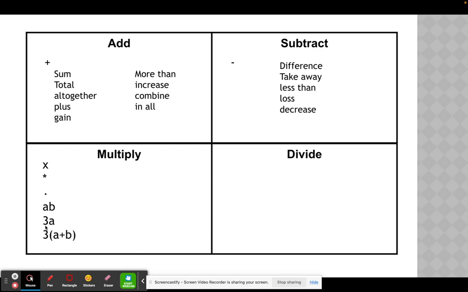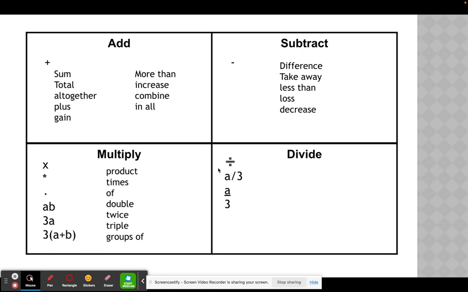When you have a number and a letter together, your number always comes first. So it would be 3a. Even if I said a times 3, you'd still write it as 3a. That number is called your coefficient, and this is your variable, and your coefficient always comes first. Some of our multiplication words: product, times, of, double, twice, triple, groups of. Again, there are many more.